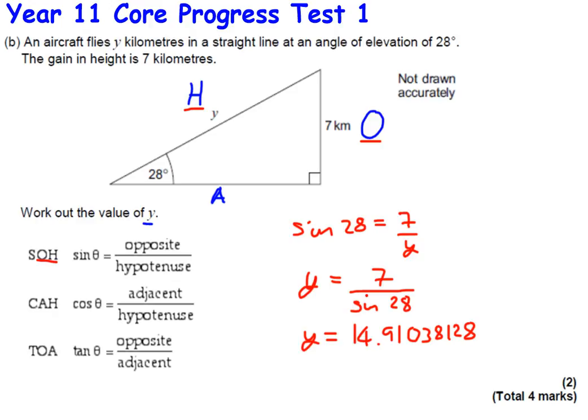Now we've found the answer for y, you may be asked to round this. So if we round this to 2 decimal places, we need to look at the third decimal place, which in this case is 0, so we do not need to round this up. So the answer to 2 decimal places is y equals 14.91. And don't forget to put the units on, which in this case is kilometers.